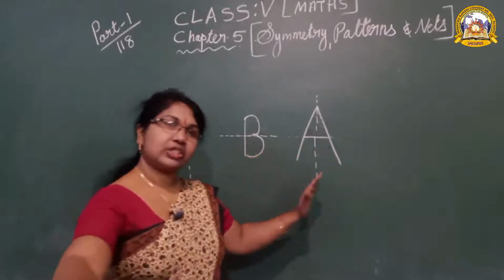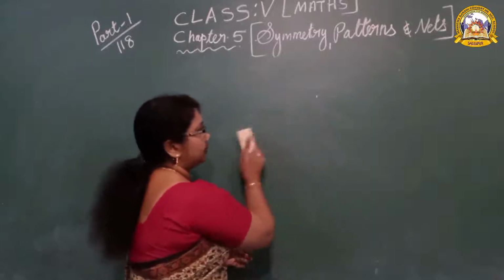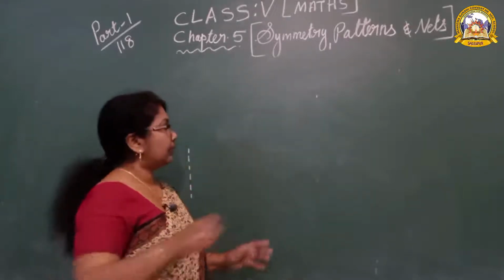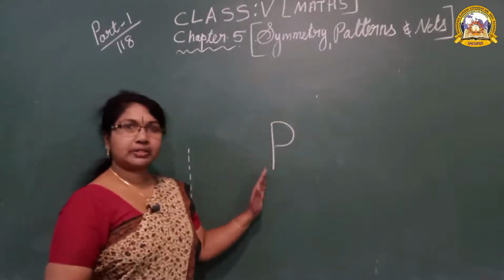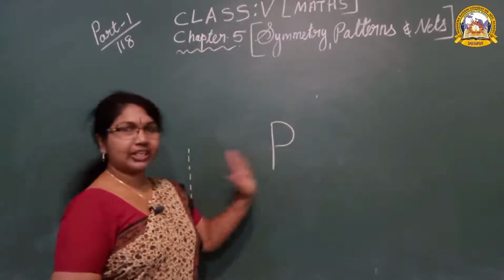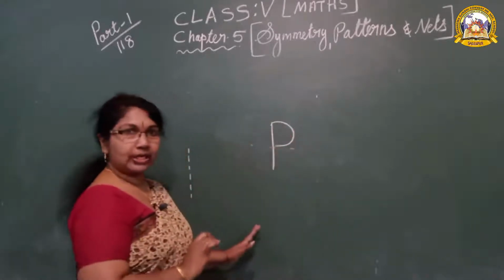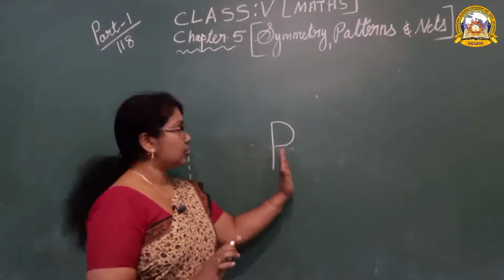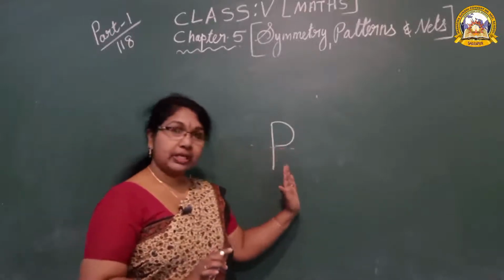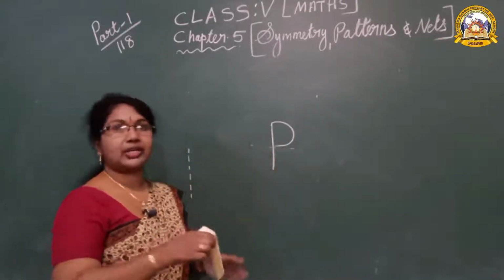But some figures do not have symmetry. For example, look, capital letter P. How to divide it into equal shapes? No, we cannot divide it into equal shapes. If you divide it, both parts are not equal. Symmetry means both parts should be equal. There is no symmetry. Some figures have no symmetry, some figures have more than one line of symmetry.